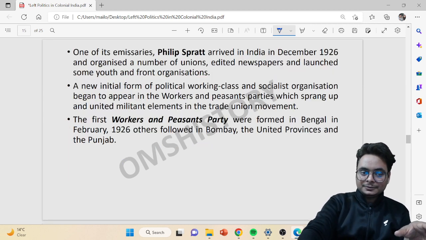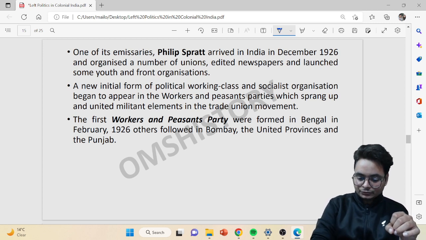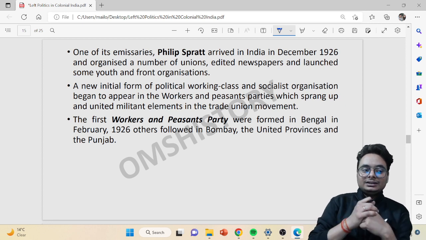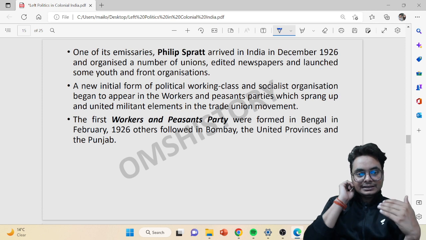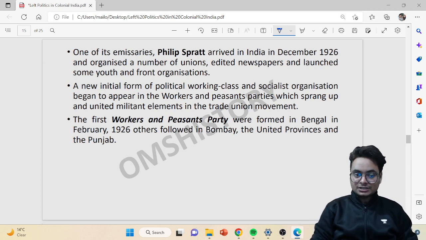Apart from that, there was one of the emissaries of the Communist Party of Great Britain. It was Philip Spratt, and Philip Spratt arrived in India in December 1926. And then after arriving in India, he started organizing a number of unions or came into connection with a number of unions. He started editing various newspapers. He launched some youth and front organizations as well.